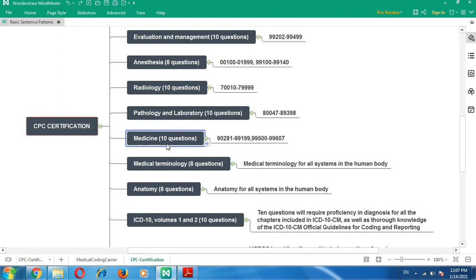So the next section is the medicine section. This section includes 10 questions, and all the diagnostic testing comes under the medicine section. So diagnostic testing for the ear, for the CVS, for the eye, and there are the codes for vaccine administration, sera, toxoid. All this comes under this medicine section, and the marks for this section are 10 marks. So let's move on to another section.